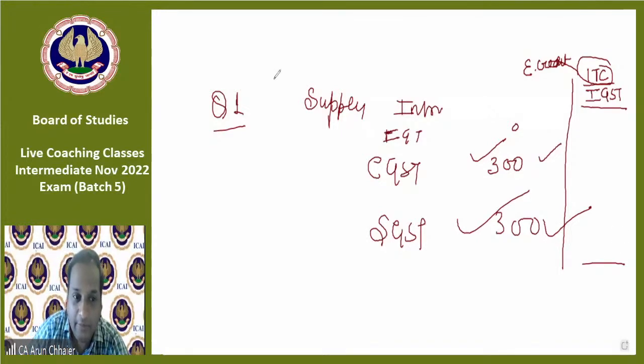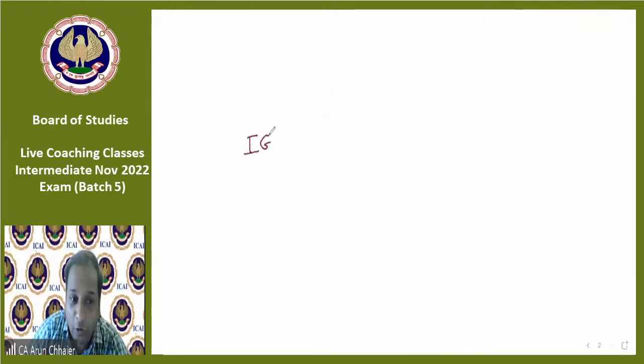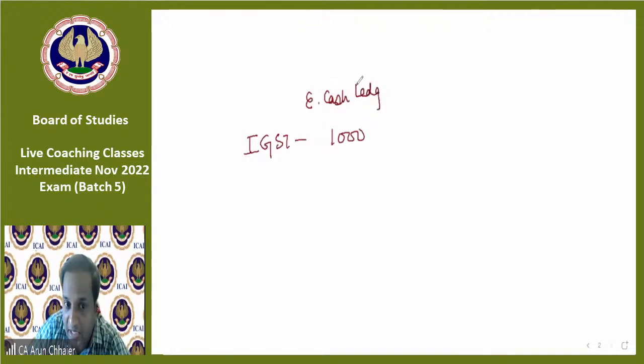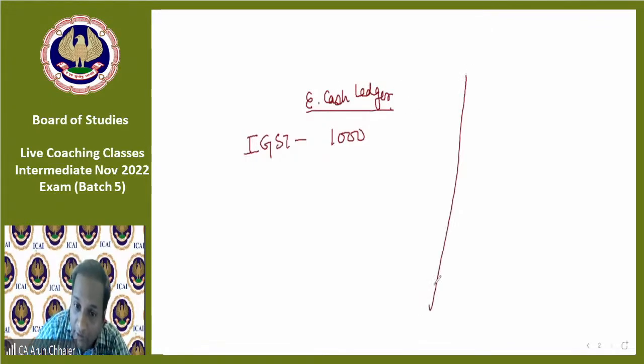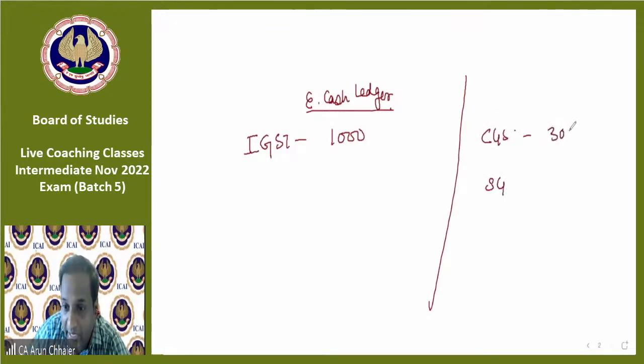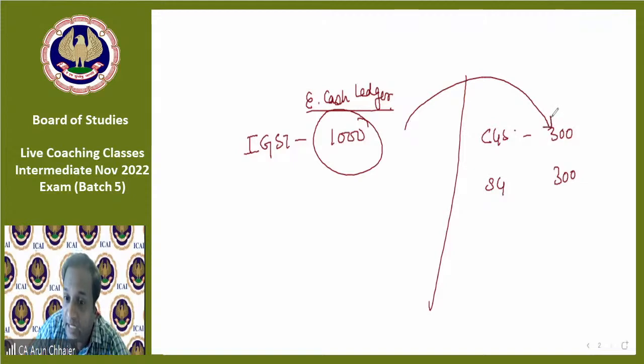Now, same situation, you have the electronic cash ledger under IGST 1000. You have the amount lying in the electronic cash ledger under IGST. You have the liability under CGST 300 and under SGST 300. Can you directly use this cash ledger for the payment of the CGST and SGST tax liability? Answer is no. What to do?